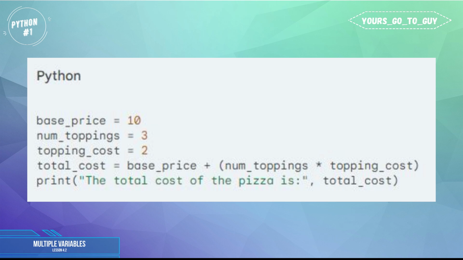Multiple variables. You can use multiple variables to perform calculations or store related data. For example, you could calculate the total cost of a pizza by using variables for the base price, number of toppings, and topping cost. In this example, the variables base_price, num_toppings, and topping_cost are used to represent the different components of the pizza order. The calculation base_price plus num_toppings multiplied by topping_cost determines the total cost of the pizza, which is then printed using the print function.